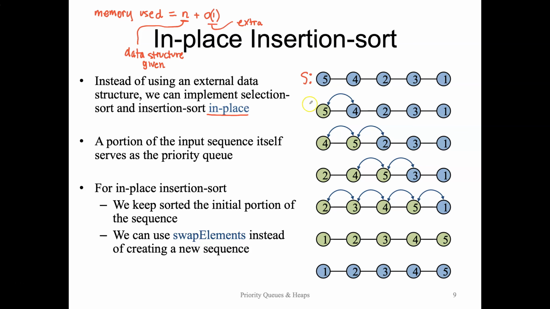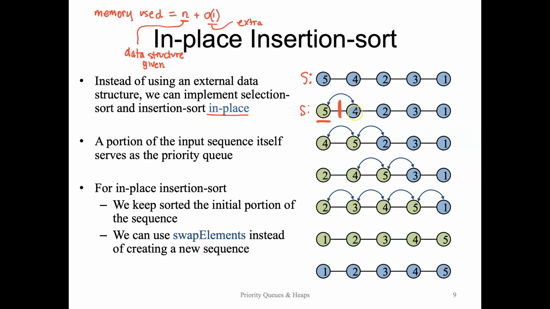So in our first step, we add 5 to our priority queue on the left. 5 just by itself is already sorted. We're separating our sequence in this way: everything on the left of this line has already been sorted, and everything on the right we haven't processed yet. So this is our sequence after the first step. We know that 5 just by itself is sorted.